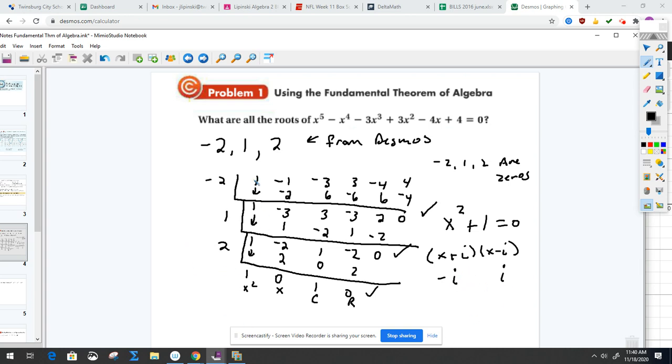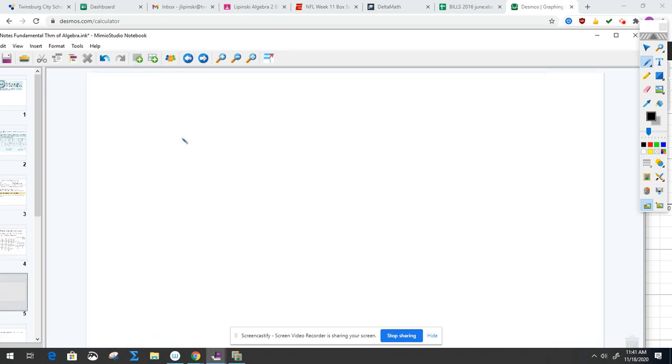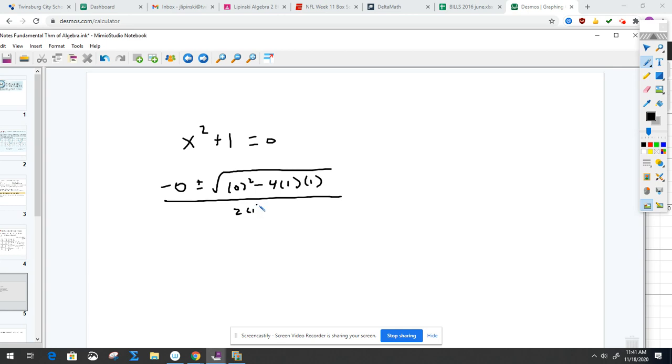And again, if you don't remember how to do that, I was left with a 1x squared, I don't put 0x, plus 1. If I don't remember that, then I had x squared plus 1 equals 0. I would have to do the quadratic formula, which is the opposite of b plus or minus the square root of b squared minus 4 times a times c all over 2 times a. So again, look at this. A is equal to 1. That's from this coefficient. B is equal to 0 because there's no x term, and c is equal to 1.